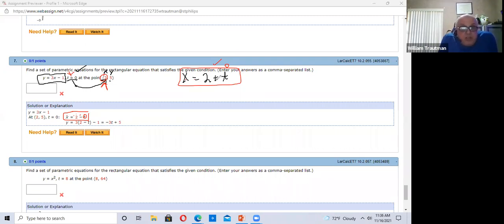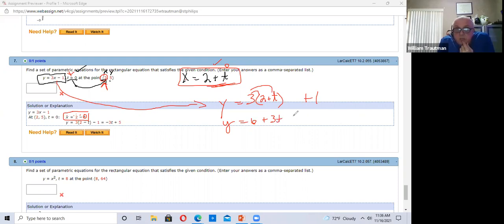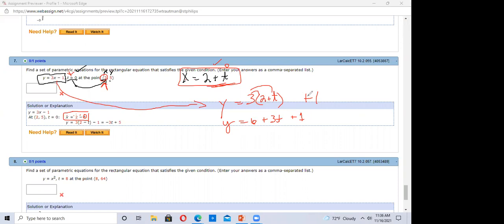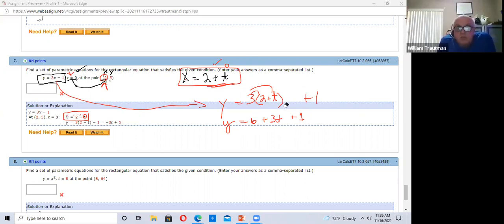So that's the first thing I do. Then I need to plug this into the other equation. Now I need the y. Once again, the y parametric equation has to be with respect to t. 3 times x minus 1, but we have to have it with respect to t, x equals 2 plus t. Distribute. Then 6 minus 1. Oh, it's minus 1, thank you. It's supposed to be minus 1. So we end up with y equals 5 plus 3t. And there's our parametric equations.